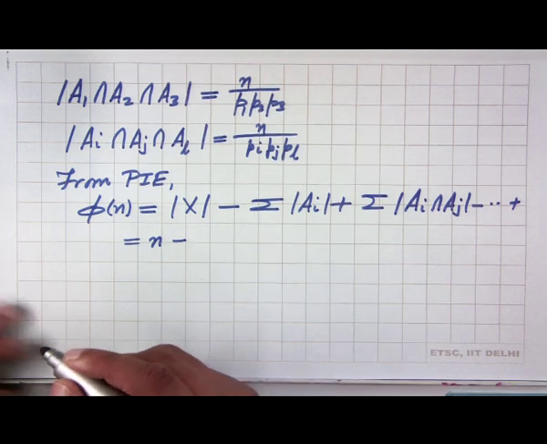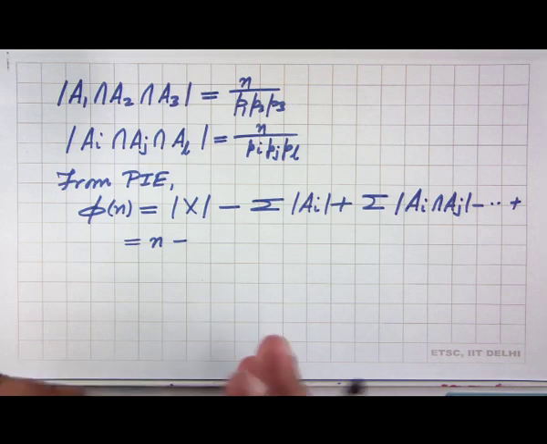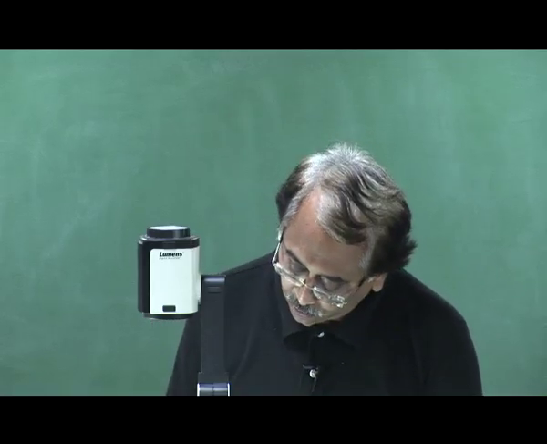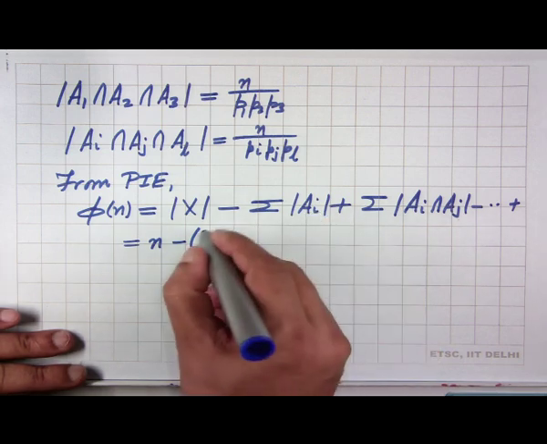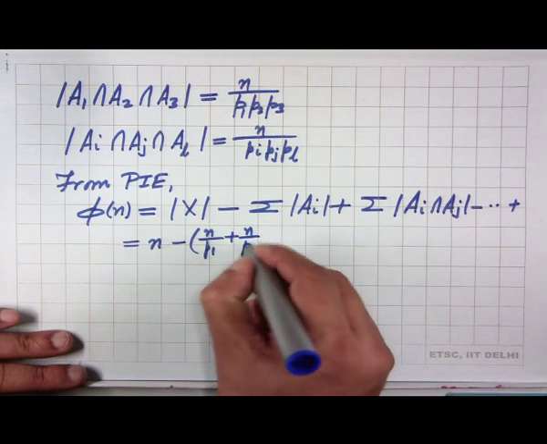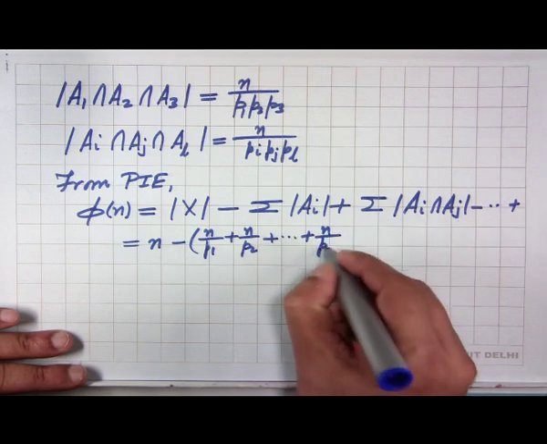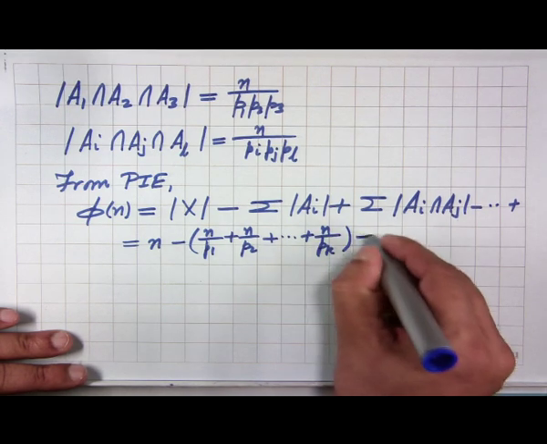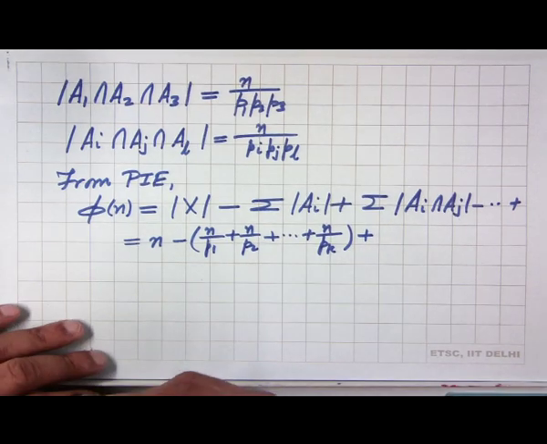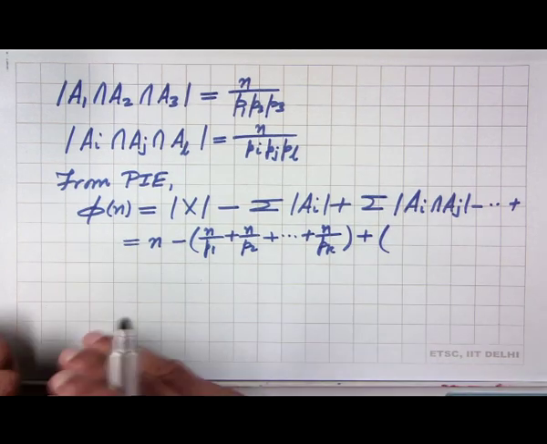How many elements in the Ais? Now, it's not an n choose 1 sort of a thing, because different Ais have different number of elements. So you might recall A1 had n by P1 elements, A2 had n by P2 elements, and so on and so forth, Ak had n by Pk elements. Not so nice, because the terms are all different. I need to worry about this.